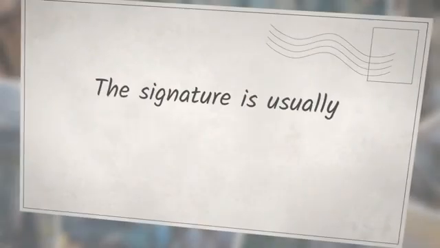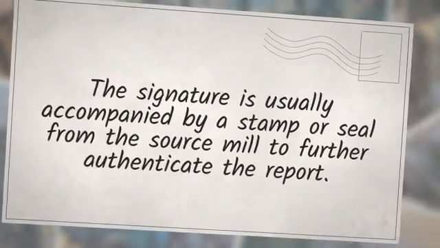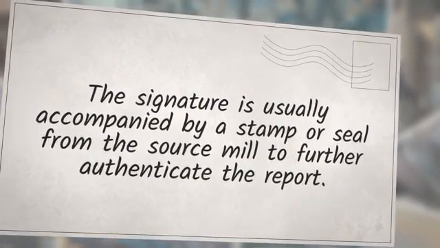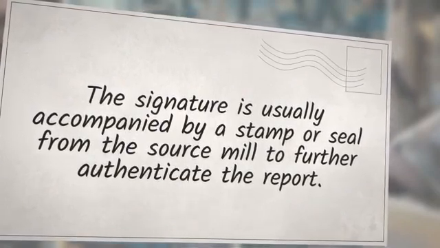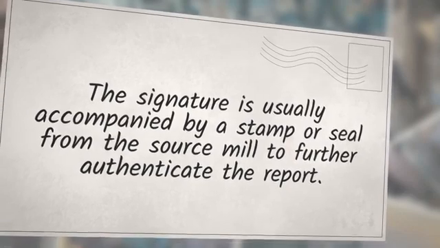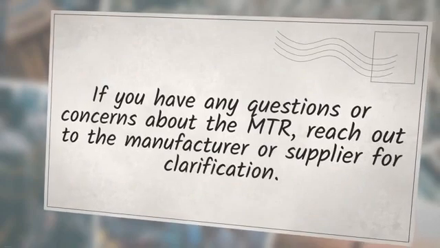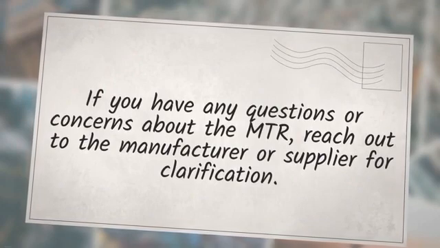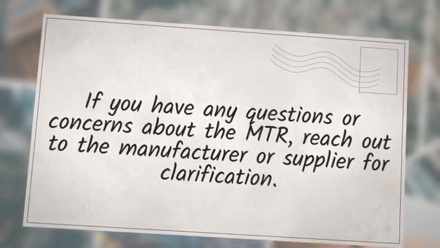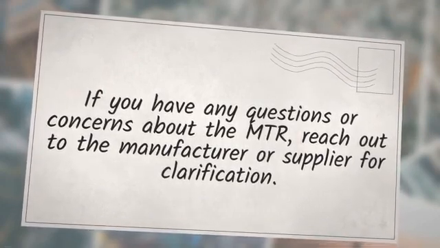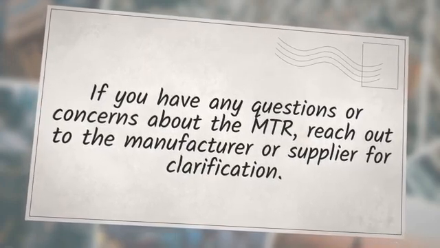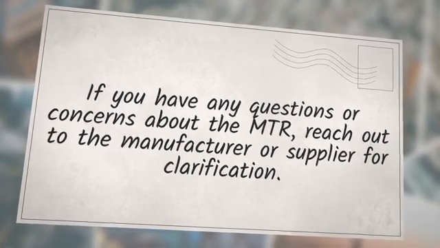In general, the signature includes the name and title of the responsible employee, along with the date and time of the signature. The signature is usually accompanied by a stamp or seal from the source mill to further authenticate the report. Overall, it's important to compare the values listed in the MTR to the specified requirements for your application. If you have any questions or concerns about the MTR, reach out to the manufacturer or supplier for clarification. Figure 1 below shows a typical example of a material test report.